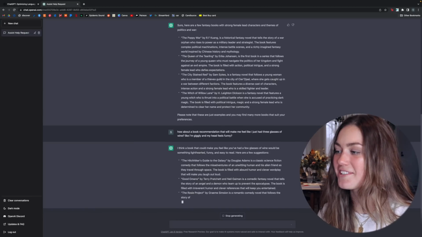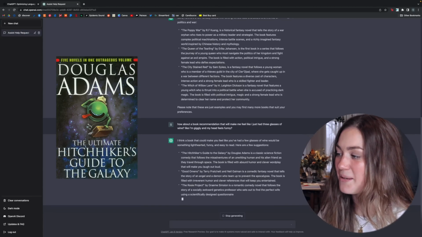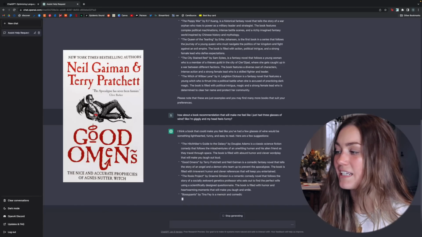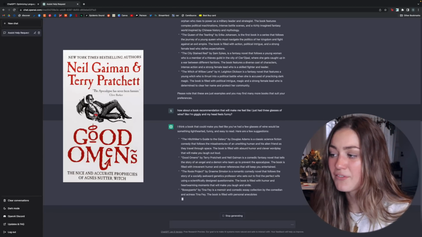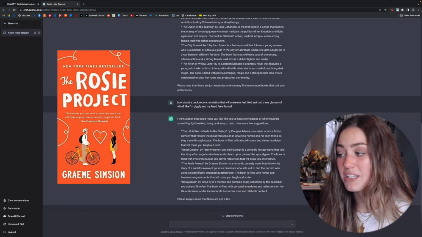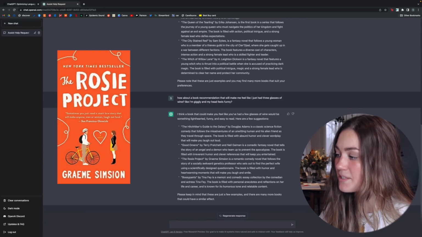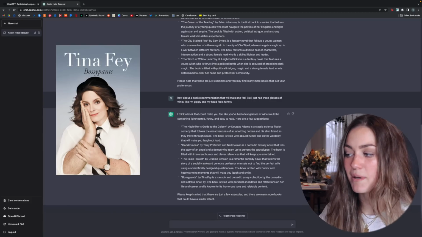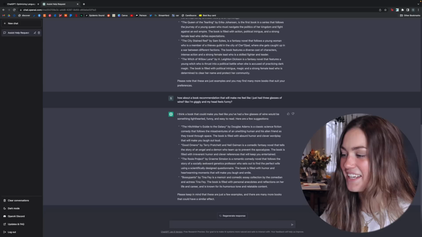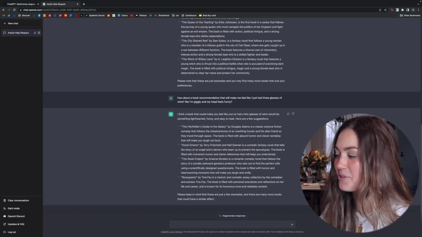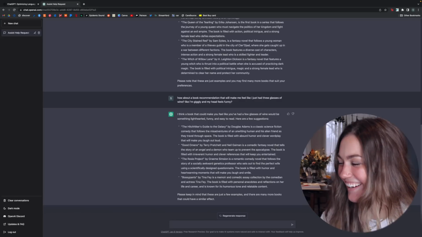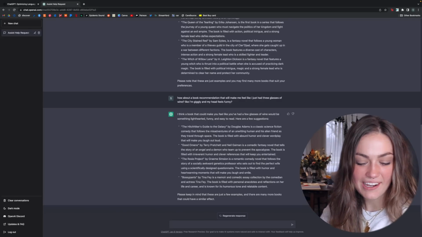A few suggestions: The Hitchhiker's Guide to the Galaxy by Douglas Adams, classic science fiction comedy. Good Omens by Terry Pratchett and Neil Gaiman is a comedic fantasy novel that tells the story of an angel and a demon who team up to prevent the apocalypse. The Rosie Project by Graeme Simsion is a romantic comedy, and Bossypants by Tina Fey, a memoir and comedic essay collection. And then at the end, they said, please keep in mind that these are just a few examples and there are many more books that could have a similar effect. I love that. Okay, there you go.